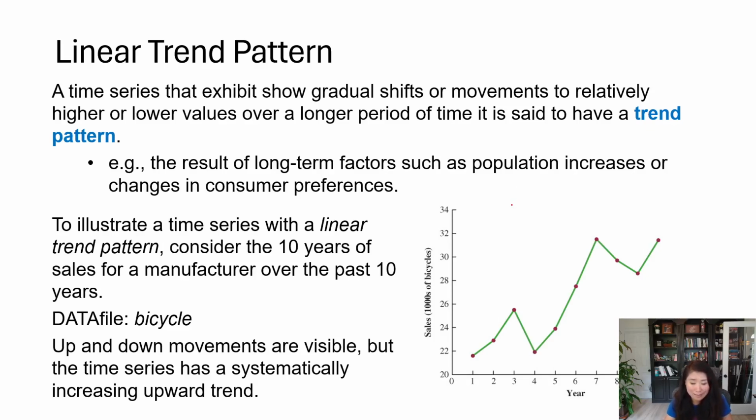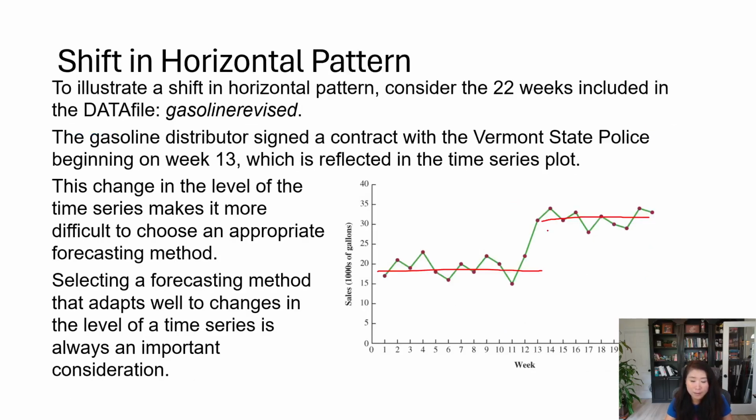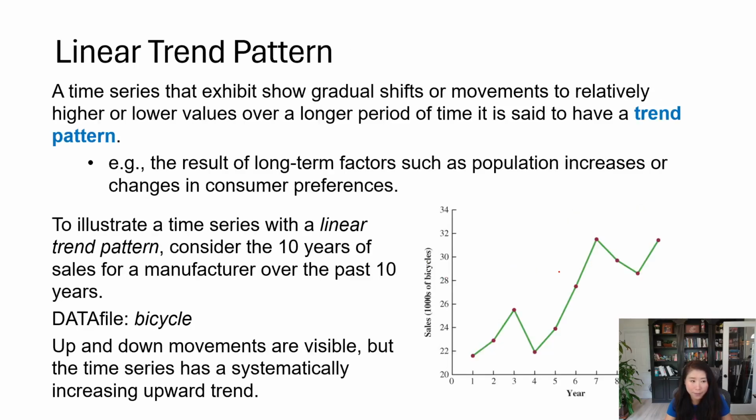For the gasoline sales chart, although we see a change, the change is very dramatic. From the 12th week to the 13th week, it instantly goes up, right? So that's a dramatic change. And second, after they make that change, it becomes horizontal again. So in this situation, we call it a shift in horizontal pattern. The difference with the linear trend pattern is that the change here takes a long period of time to shift. So you can see we're no longer able to find a horizontal line.